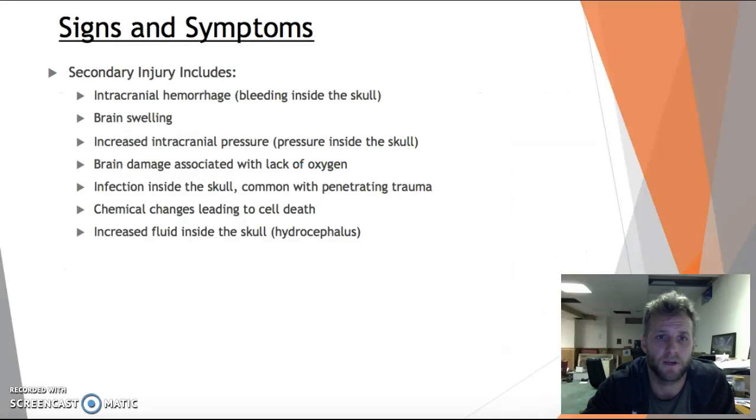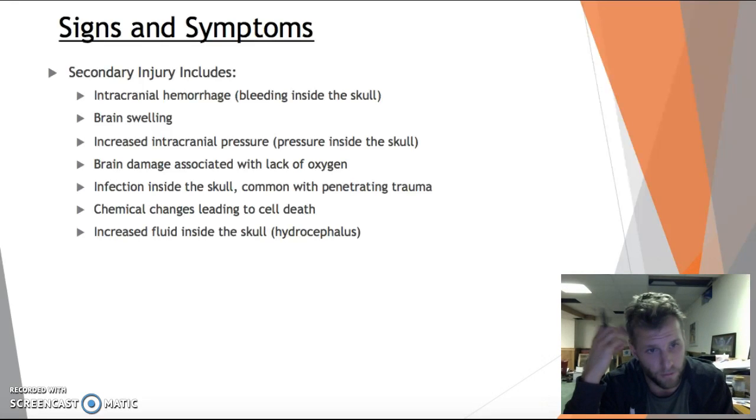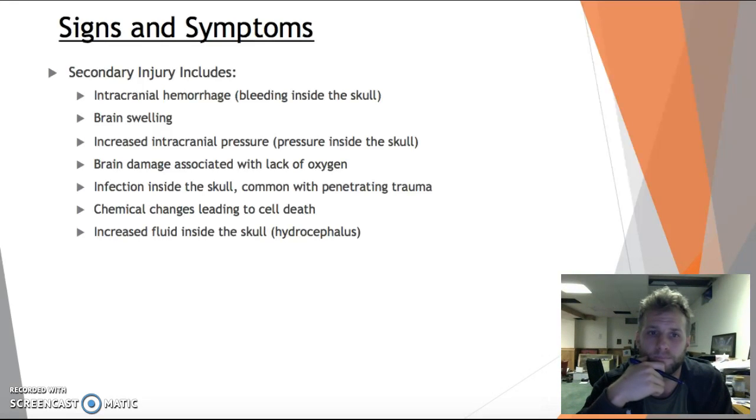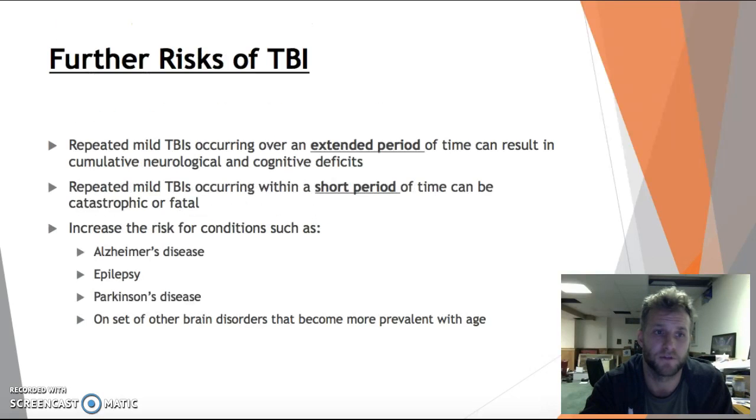Now here's some secondary injuries. These are caused by the TBI. So when you get traumatic brain injury, these are like secondary injuries that already happen. I kind of talked a little bit about surgery. When you have brain swelling, they open up, they cut a window inside your skull to allow some extra room for swelling. There's a list of all kinds of other injuries right there. So you can take a look at them: brain damage, maybe infection inside the skull, some chemical changes, maybe even fluid inside the skull. So yeah, those are secondary injuries.